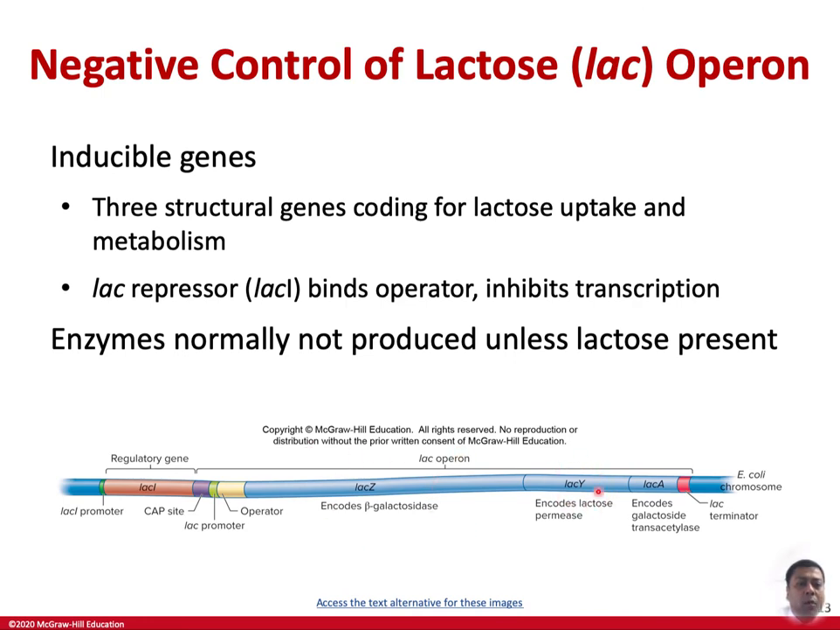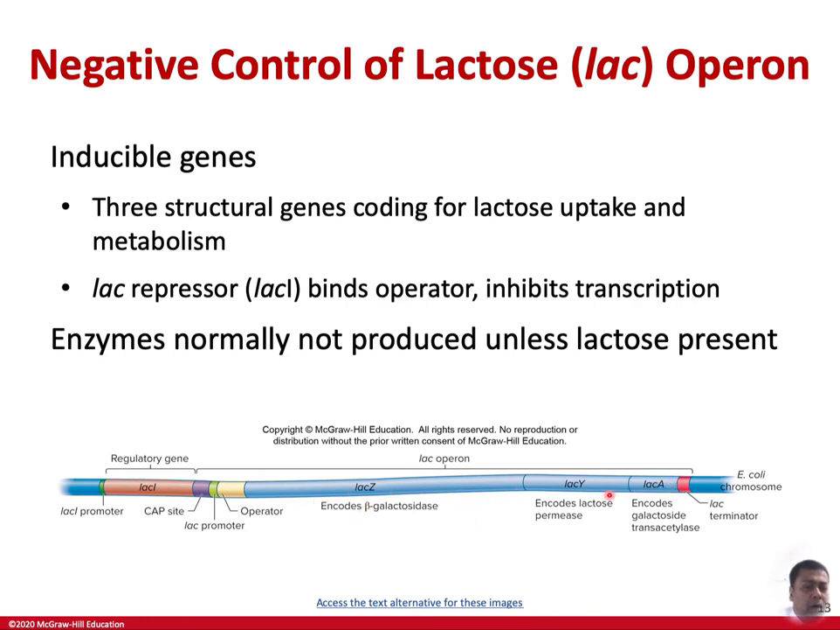Then the second one, right here, is LAC-Y, which encodes lactose permease. This lactose permease is a transporter which needs to be on the plasma membrane to transport lactose from the environment. And here there is a galactose transacetylase, and the function of this is kind of controversial, not really clearly known. But these are the main enzymes that are needed. Then of course you have a lac terminator at the end of these mRNAs. So think about that: these are all polycistronic mRNAs that can be produced.